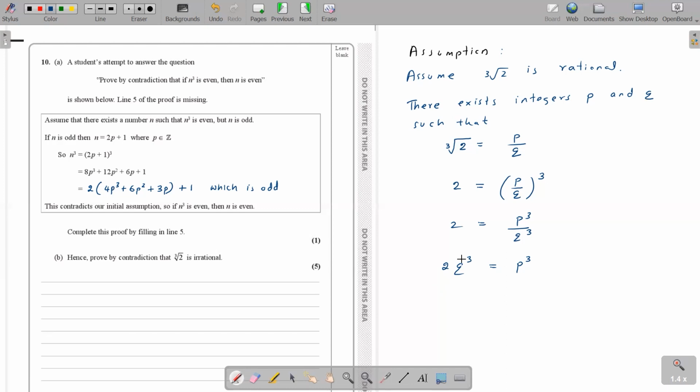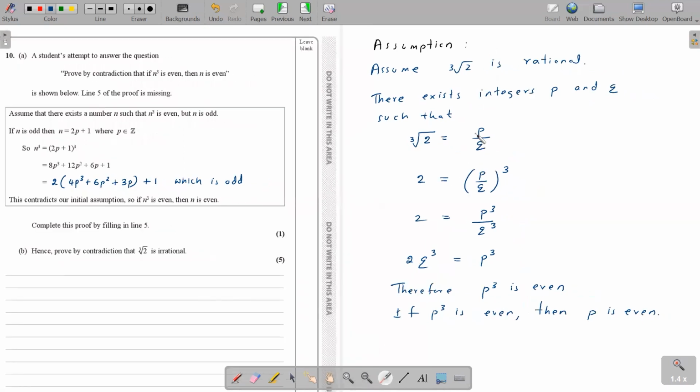Right? So then therefore we understand P cube is even. So if P cube is even, what do you have to say about P? Now this is where we get the link to part A. In part A they say if N cube is even, then N is also even. So if P cube is even, then P is even. This is what we use from part A. Okay, so now think about what we have written over here.